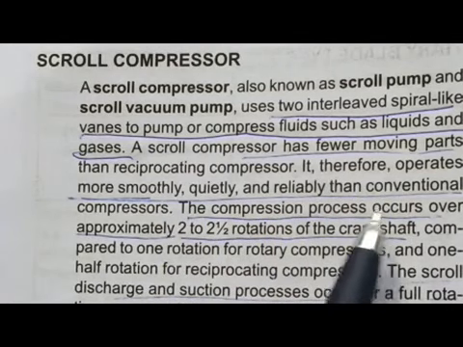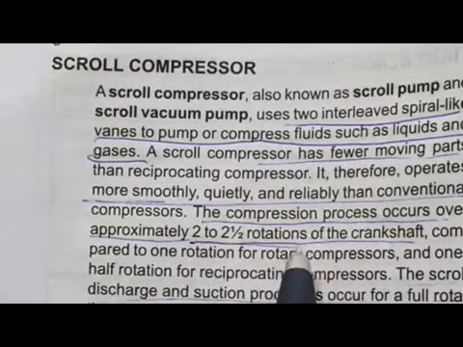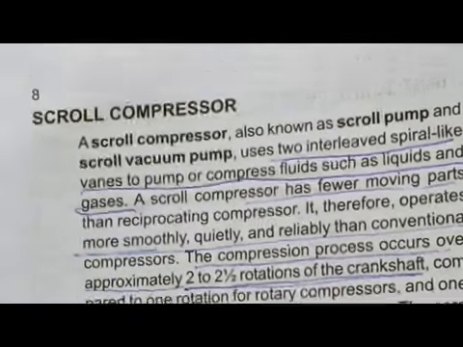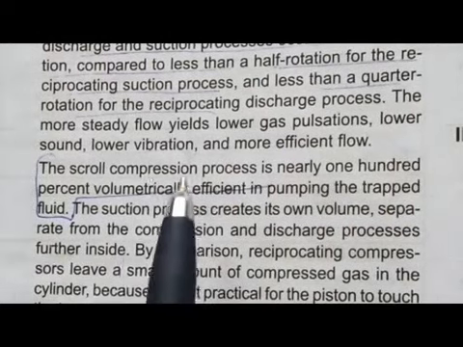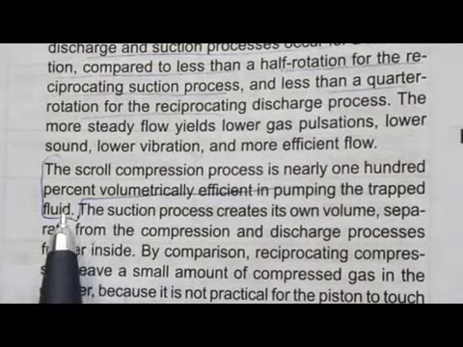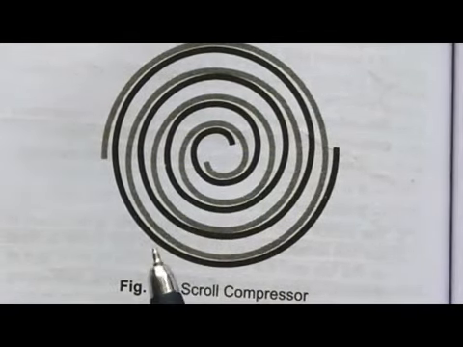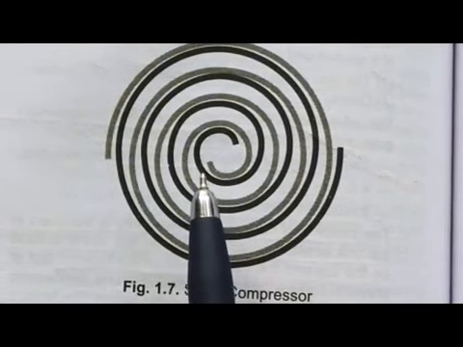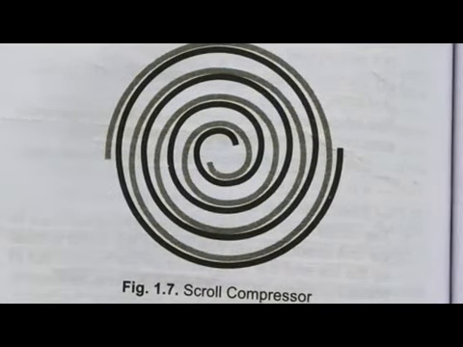The compression process occurs over approximately 2 to 2.5 rotations of the crankshaft. And another important point is that the scroll compression process is nearly 100% volumetrically efficient in pumping the trapped fluid. See, this is a scroll compressor where two interleaved spiral-like vanes are used to compress the fluid.